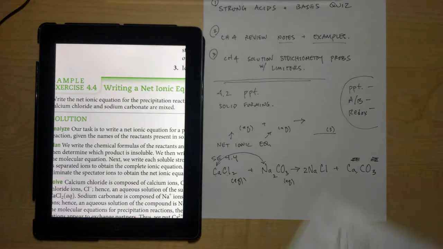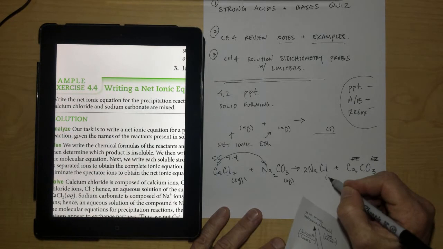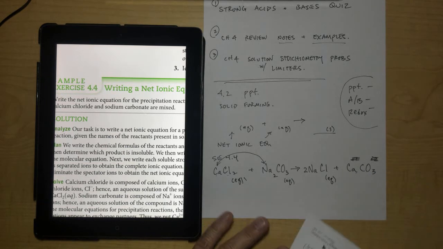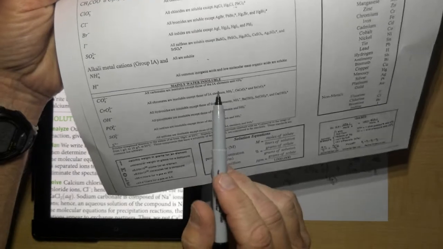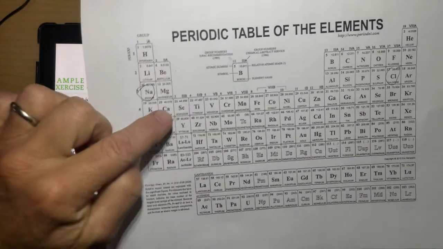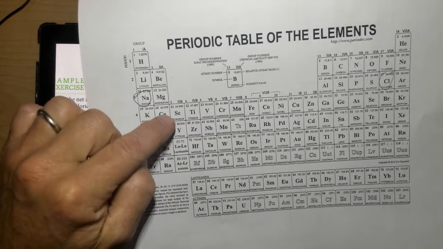So look over here, and you see right away all chlorides are soluble except for silver, mercury, and lead. This is not silver, mercury, and lead, so this one will be aqueous. And calcium carbonate, if you look under here, all carbonates are insoluble except for the 1A elements in ammonia. Well, the 1A elements are not calcium. Calcium's in the 2A, or the group 2 right here.